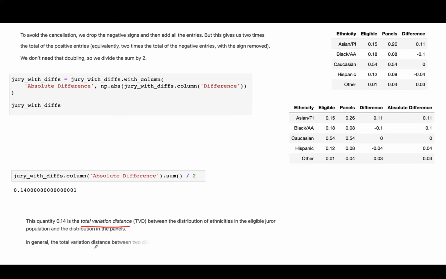In general, the total variation distance between two distributions measures how close the distributions are. The larger the TVD, or total variation distance, the more different the two distributions appear.